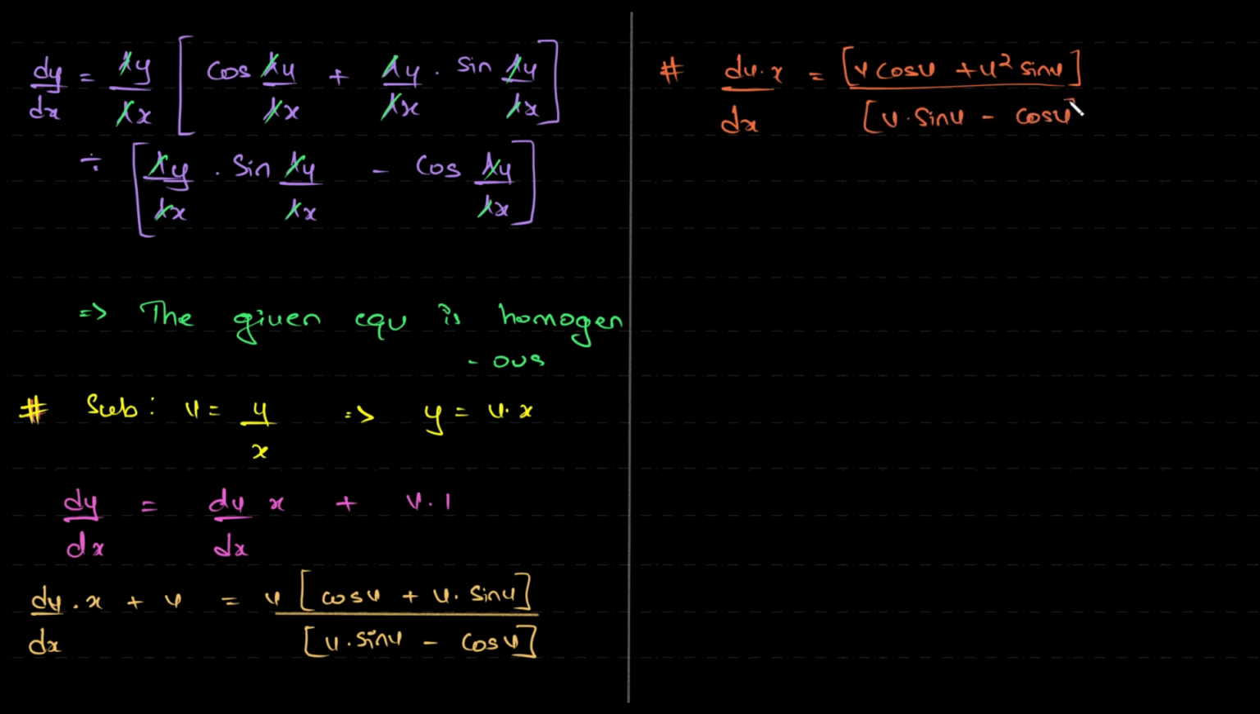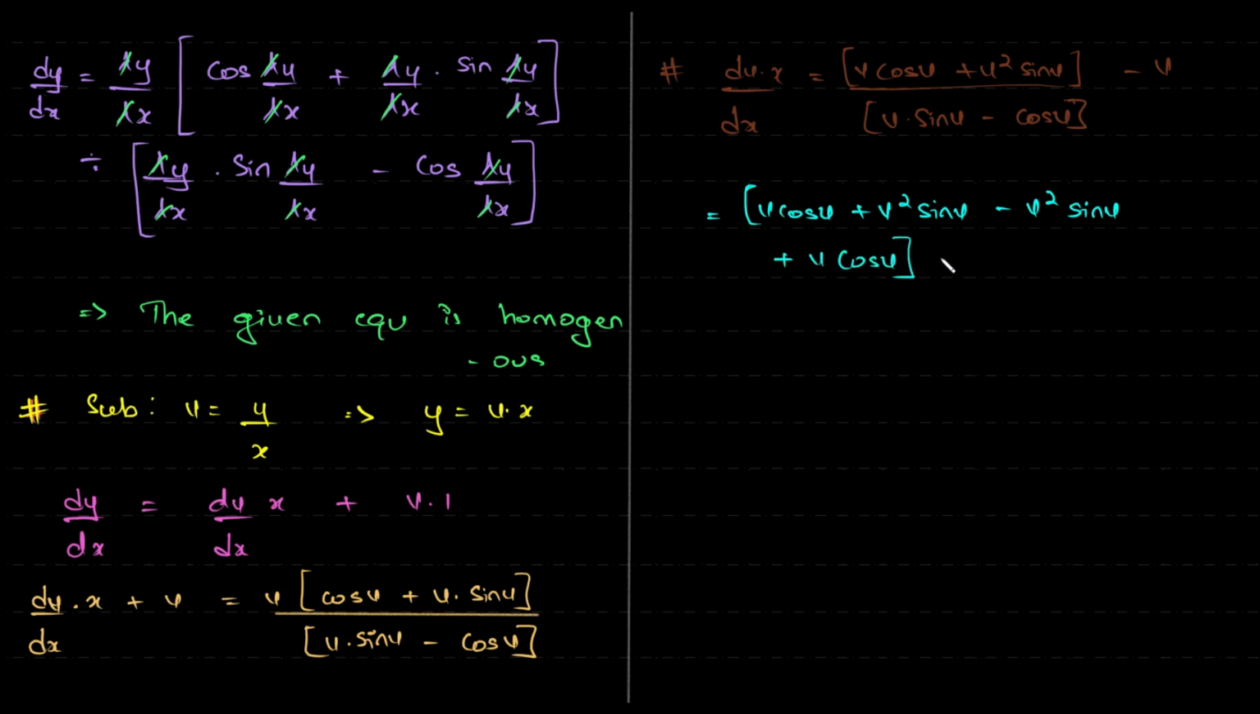This step is not required, it's only for your understanding. Okay, so we can skip this step and directly do the next step, and that would be v cos of v plus v square sin v minus v square sin v plus v cos of v. This entire expression divided with the denominator, because we took the LCM, right? It has the common denominator.